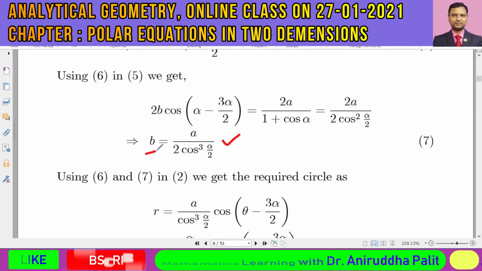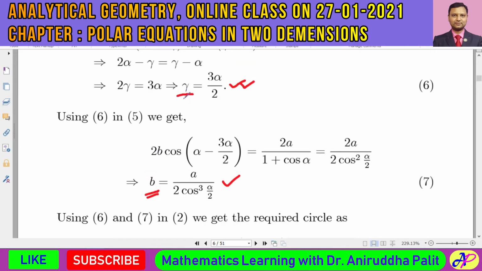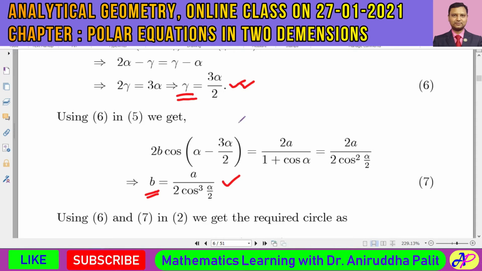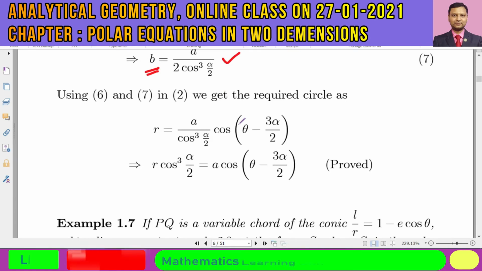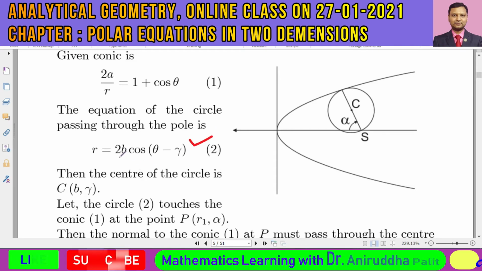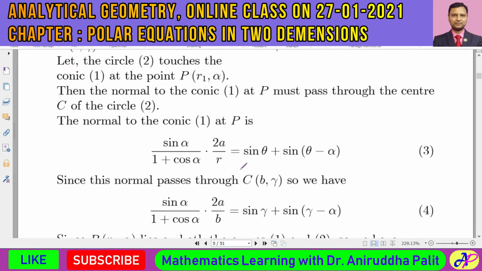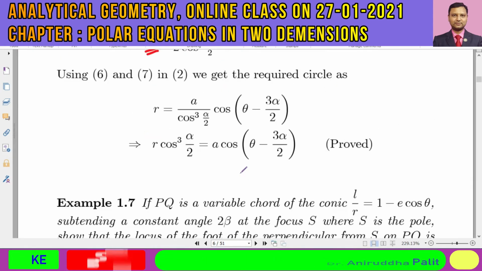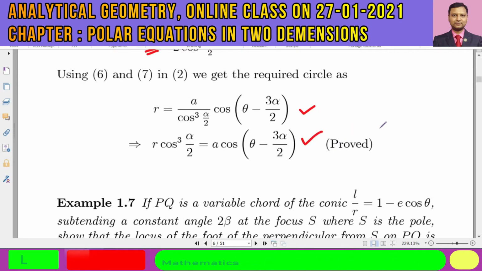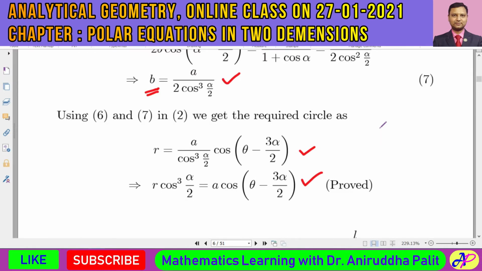So we got the expression of small b, we got the expression of gamma. These two were the unknown quantities. In the equation of the circle, this was assumed to be the equation of the circle. If we now put the value of b and the value of gamma in this equation number 2, then we will be able to compute the final expression of the required circle in this fashion, and this proves the result. Got it? So in this way we will be able to prove the result and compute the equation of the required circle.